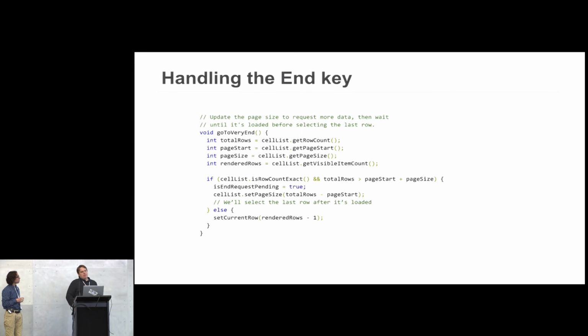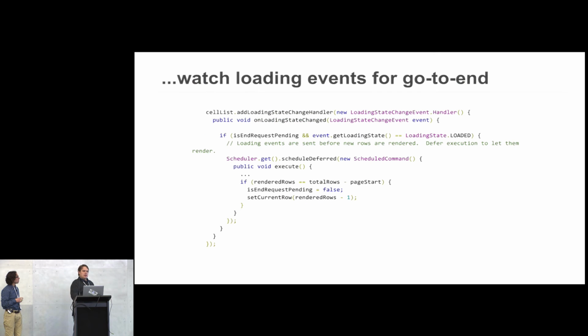And then the end we'll take a look at here is how to make that asynchronous aware. And so there, it figures out, hey, is all the stuff rendered or not? If it's not, it doesn't change the row yet. It extends the visible range and then waits. And I'll give you a second to look at that. And then when the data comes in, the loading state change event will come in. And the loading state means I've loaded all the data that you asked for. And again, we schedule it deferred to make sure that everything gets rendered because the event gets fired before that. And here we actually set the row at the bottom. And as you saw in the demo, it really goes to the very bottom.